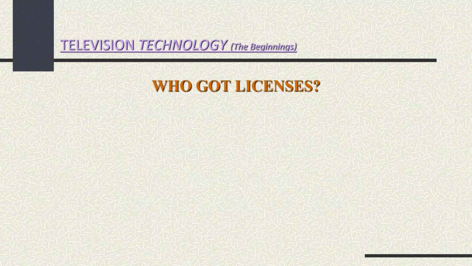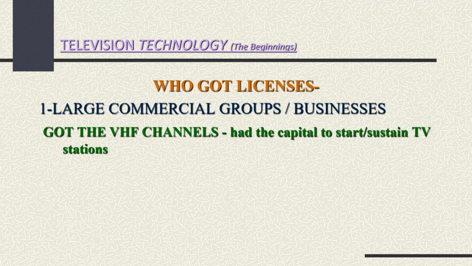So who did get those licenses? Those who had the money were the ones who got the licenses. Large commercial corporations and businesses had the capital already on hand to build the facilities and keep them going, because they basically just became part of their financial groups. These were also the groups that got the VHF channels, because they had the money to put in the more expensive technology and keep it going for the required period of time.